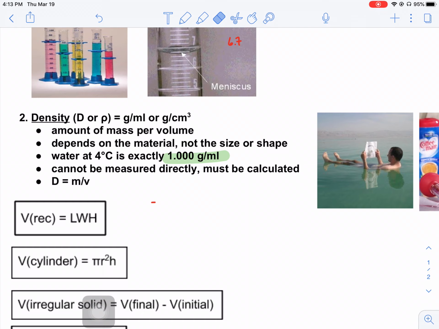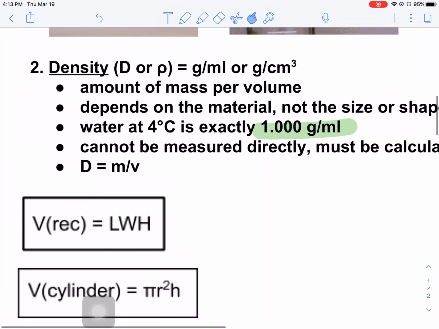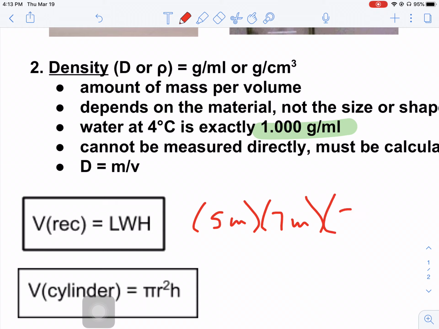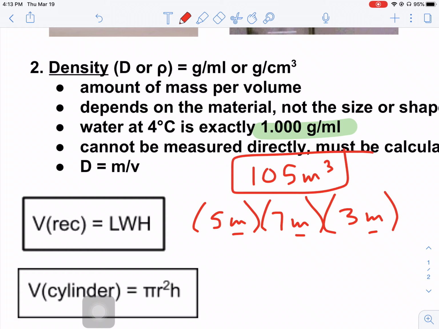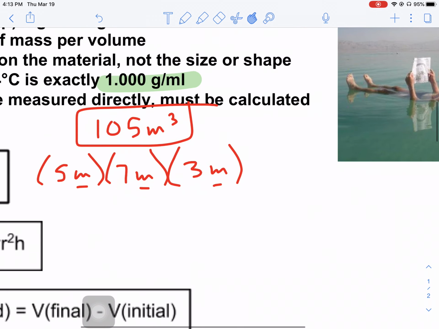All right, let's do some calculations. So let's say I have a room, and let's say that it is 5 meters long, it is 7 meters wide, and let's say the ceiling is 3 meters high. I could do the length times the width times the height, and I'm pretty sure that number would be 105. Now, the unit would be the meter times the meter times the meter, or a meter cubed. So if I want to calculate the volume of a room, it would be the length of the room times the width times the height, and that would be for a rectangular solid.